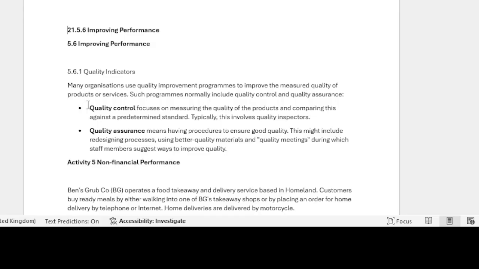Then we also have quality assurance, where we have procedures that we put in place to ensure that we have good quality. For example, if we put in place quality processes before, it means if we are using better quality materials, we can also be able to have improved, better quality of the output.